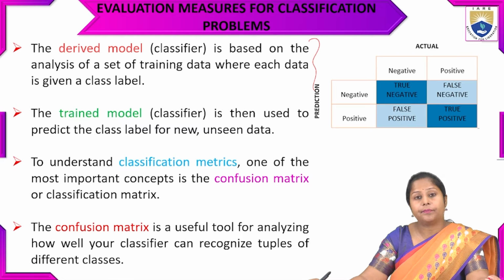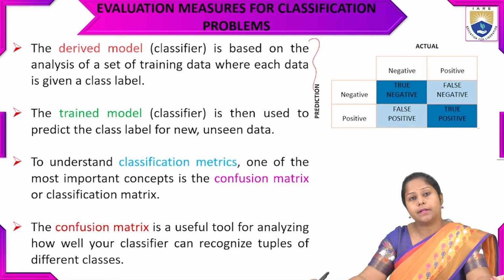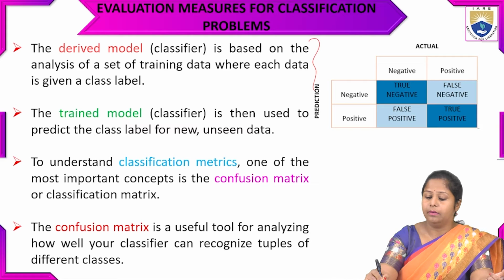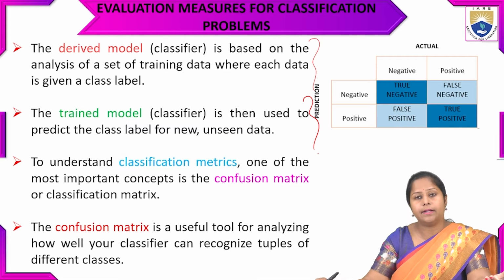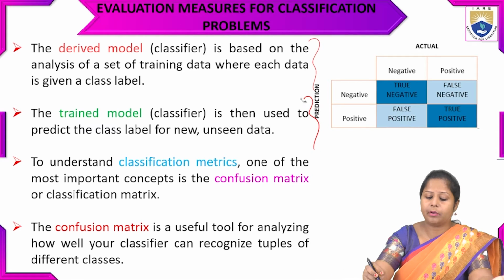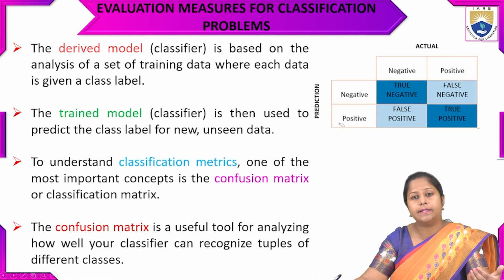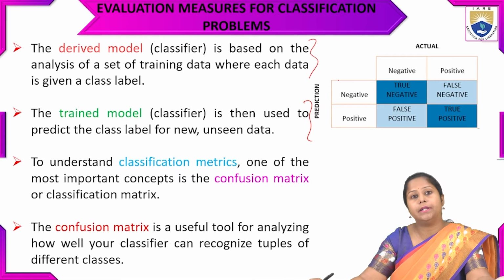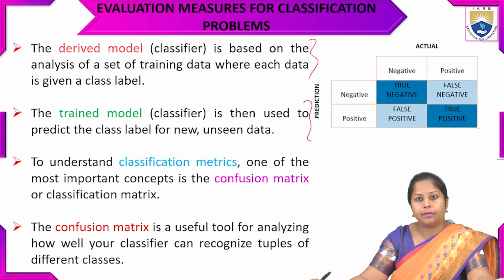There will be some training data and testing data. The training data is used to derive the predictor model, and on the basis of that set of training data, the model can classify a class label. A trained model, a classifier, is then used to predict the class label for future data, unseen data, new data. That is the trained model. The derived model is nothing but the predicted model, the prediction of that particular classifier.